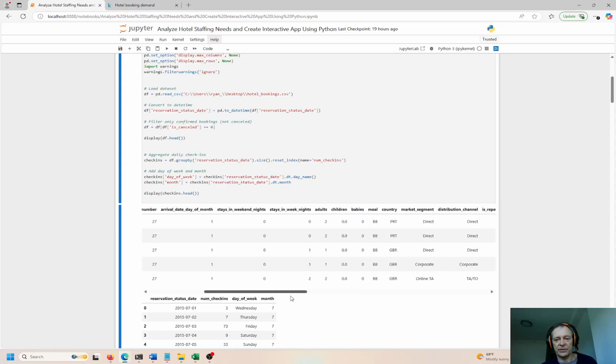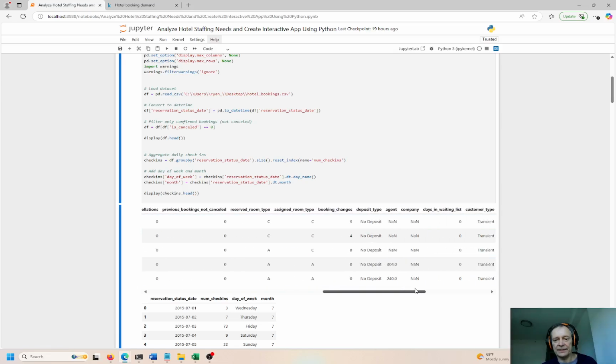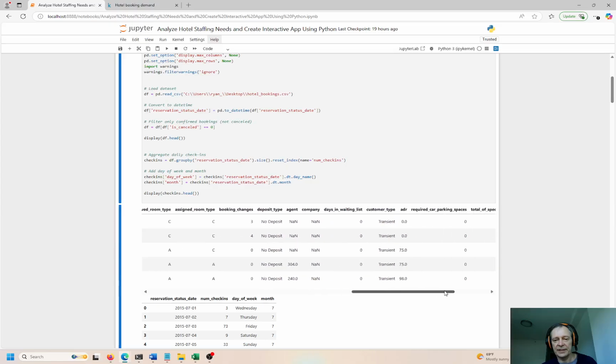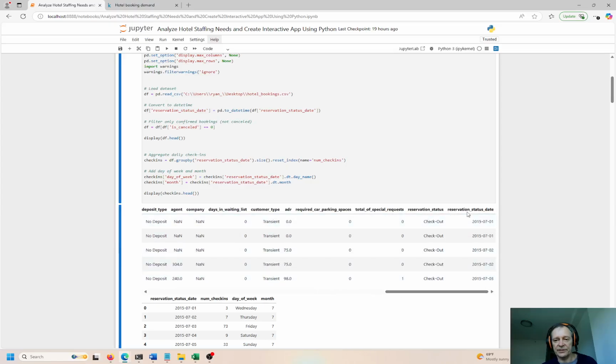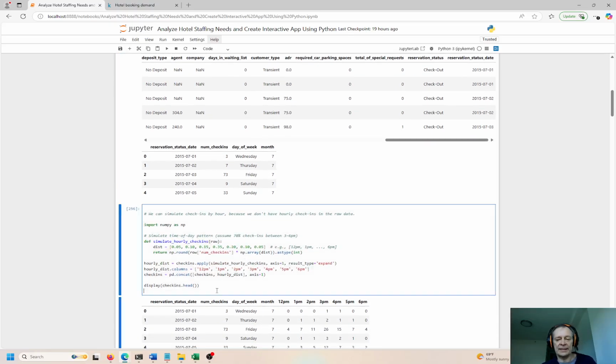So all these bookings are coming through, and we have adults, how many adults, how many children, babies, country, and things like this. We have deposit type and reservation status and the reservation status date. Okay, so just the basic information is coming through. We're going to go ahead and create some buckets right here.